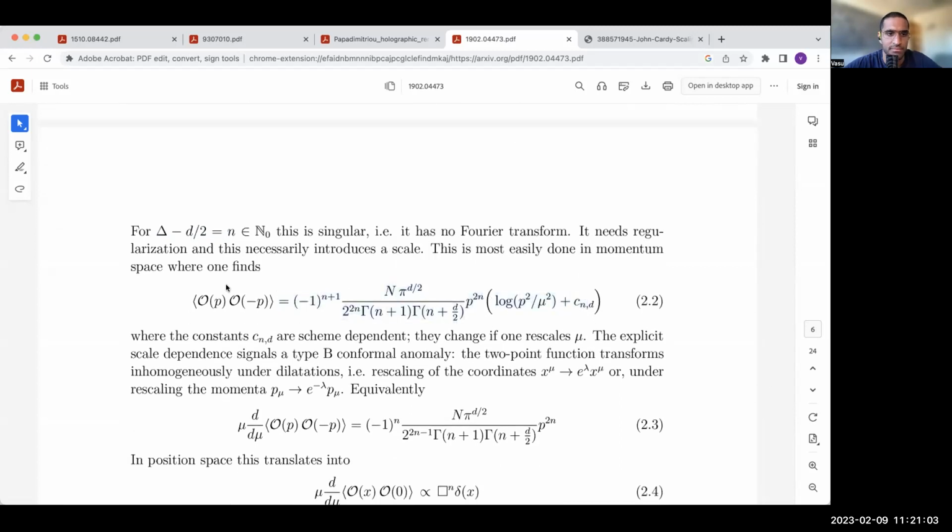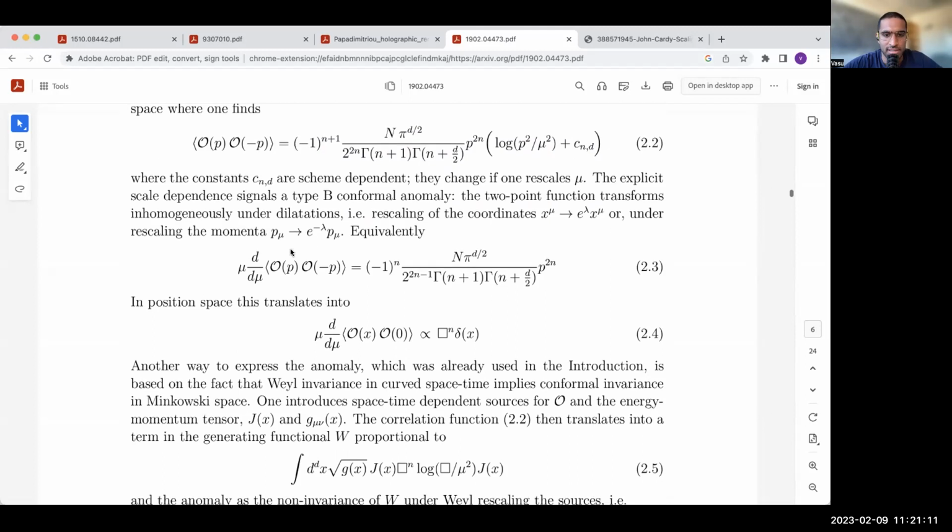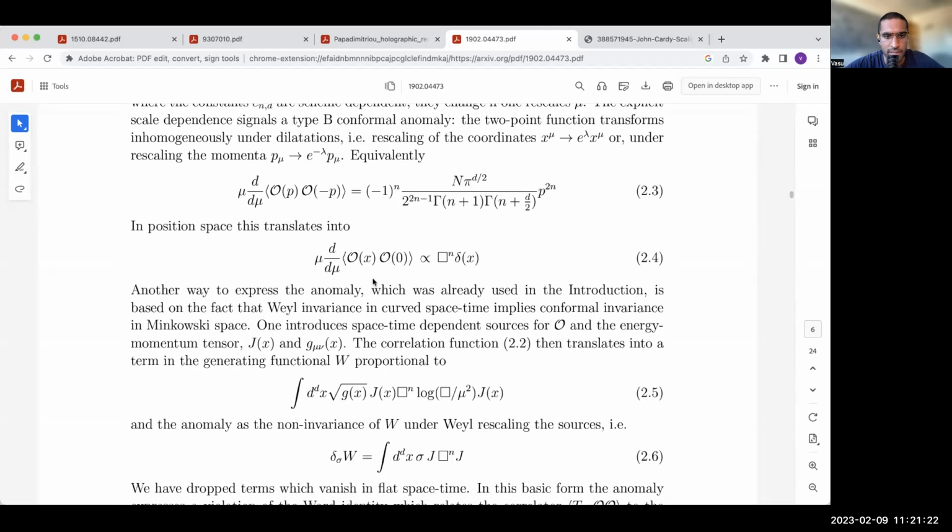And they have basically the same expression with some scheme-dependent constant. And here they talk about how you can think about rescalings. Right? So you can think about rescalings. Okay, so here they say the explicit scale dependence signals a type B conformal anomaly. The two-point function transforms inhomogeneously under dilatations, right?